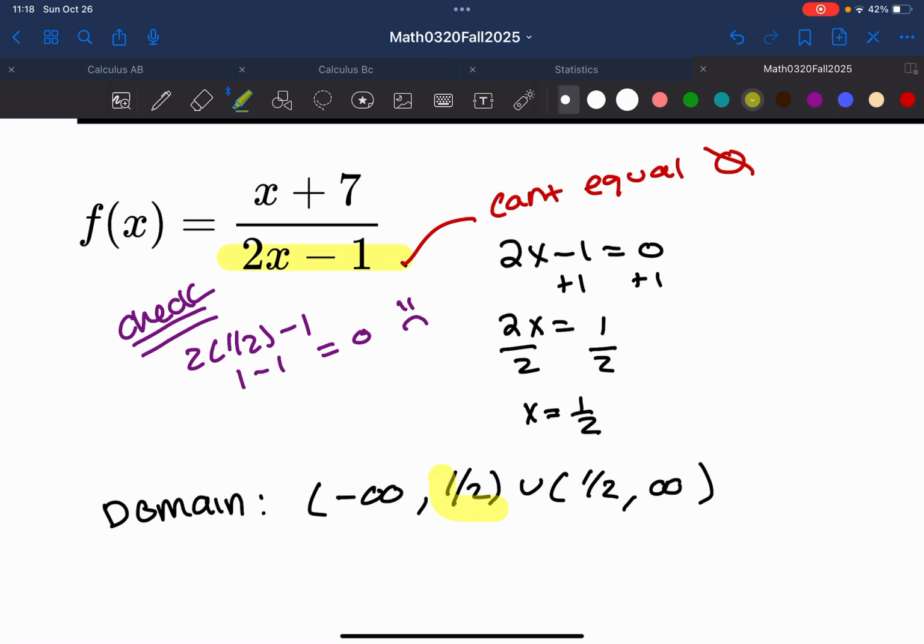When you see this in your answer, in your domain, that 1/2 union 1/2 tells us this is the only number we are leaving out of the domain, which means our domain is all real numbers. So any number you can think of except 1/2.